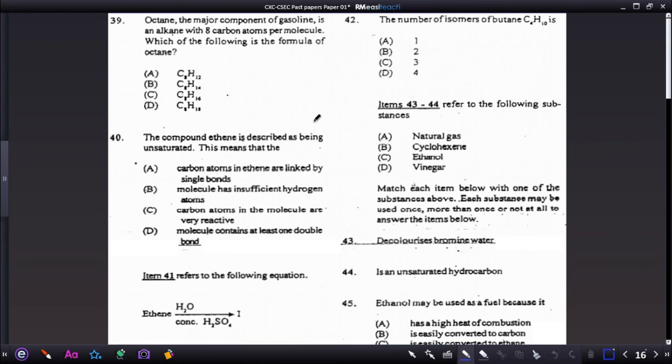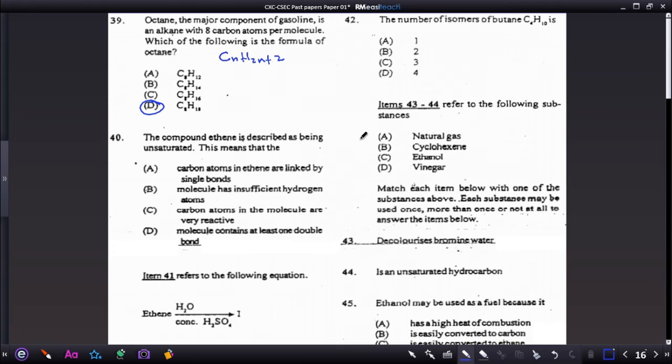Alright. Question 39 states that octane, the major component of gasoline, is an alkane with 8 carbon atoms per molecule. Which of the following is the formula for octane? Octane comes under the alkane homologous series, and it has the formula CnH2n+2. And oct is 8, so that's 2 times 8 is 16, plus 2 is 18, so it's C8H18, so that's D.